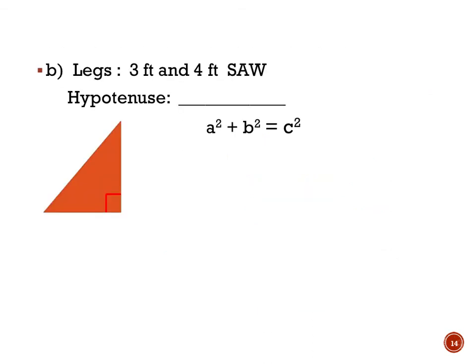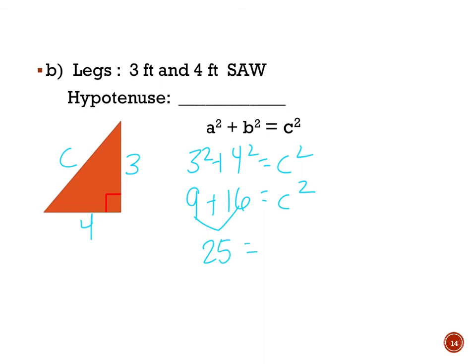Legs, 3 feet and 4 feet. Show all work. We want to know what the hypotenuse is. So one leg is 3, the other is 4, and this is my C, my hypotenuse. So 3 squared plus 4 squared equals C squared. 3 squared equals 9, 4 squared equals 16. 9 plus 16 equals 25, which equals C squared. To find just C, we have to take the square root of both sides. The square root of C squared equals C, and the square root of 25 equals 5. So 5 is my hypotenuse, so it'd be 5 feet.